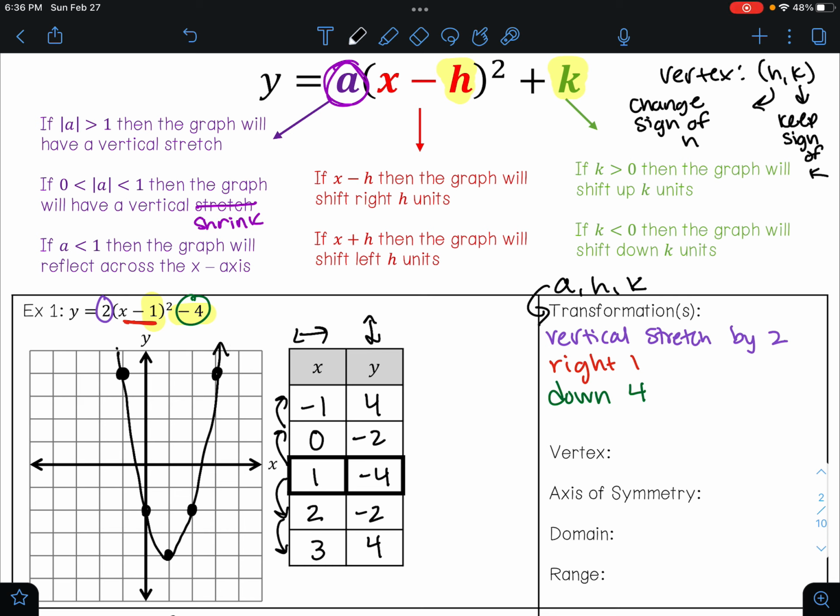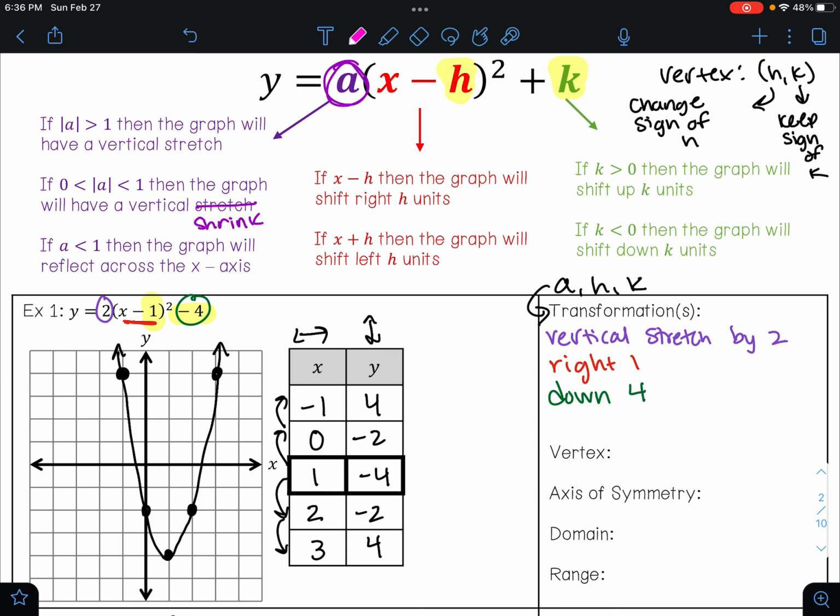Remember that parabolas are U-shaped, not V-shaped, so you don't want to make this turning point down here a sharp edge like a V. You want it to be rounded. And then also keep in mind that your graph goes on forever in both directions, so remember to include those arrows.